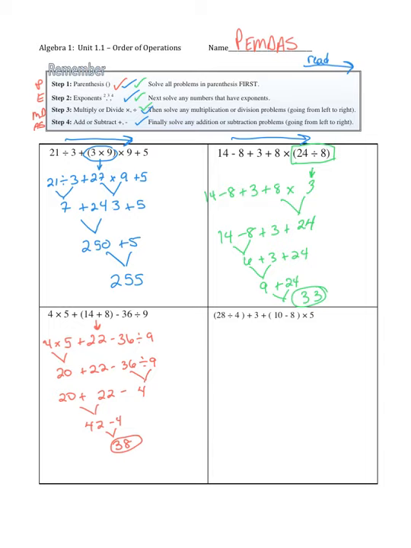Let's try one more color. I like colors. Okay, last thing. Parentheses. Solve all problems in parentheses first, as it says up here at the top of the page. See? Right where I underlined. We go left to right, going that way. So we're going to do this parentheses first. 28 divided by 4 is 7. Then we're going to do this parentheses. 10 minus 8 is 2.